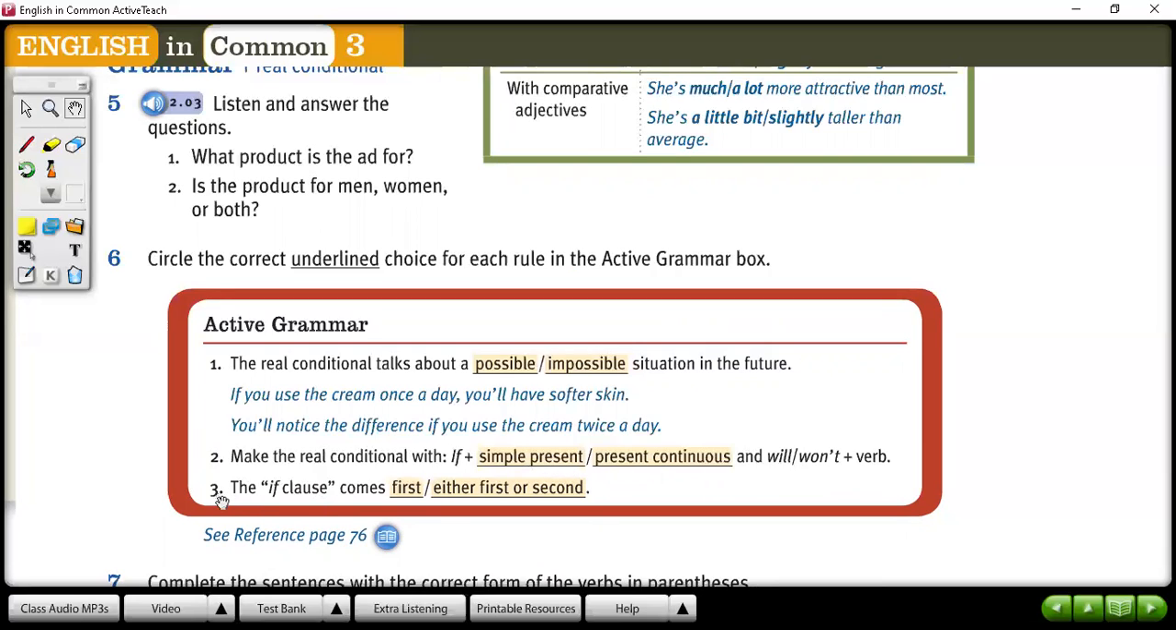The third rule: the if clause comes first, or either first or second. Also, you have 2 options here: first, or either first or second. Choose one of them as well, okay?